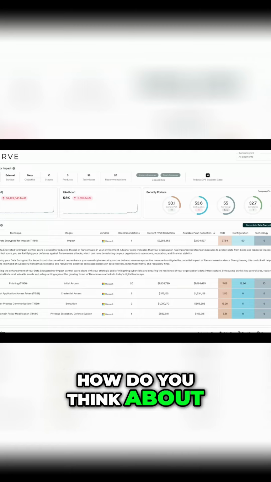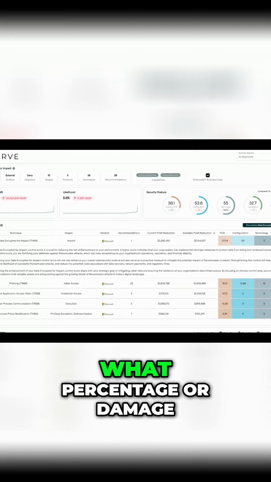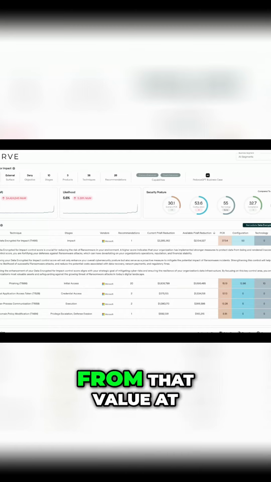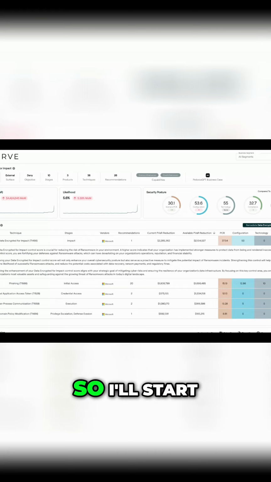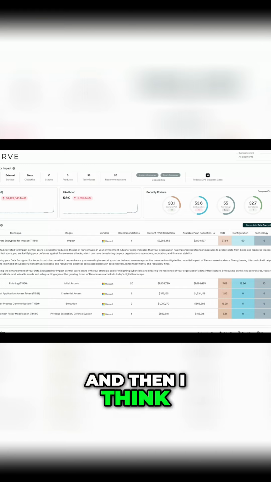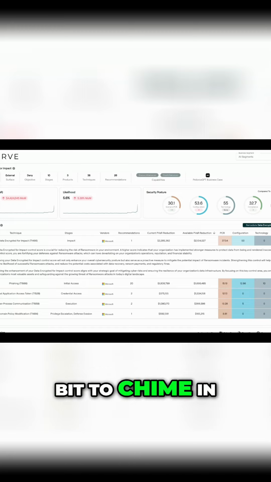How do you think about taking or shaving down what percentage or damage from that value at risk based upon forecasting? Yeah, that's a great question. So I'll start, and then I think Brandon's chomping at the bit to chime in as well.